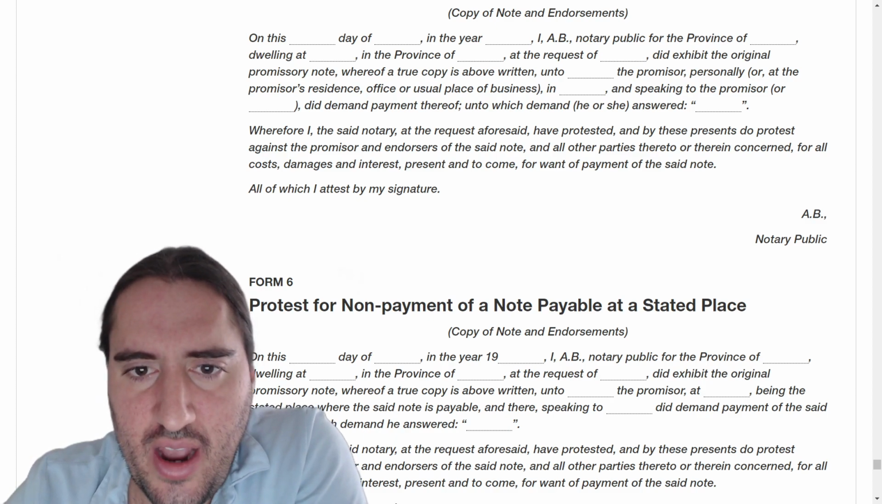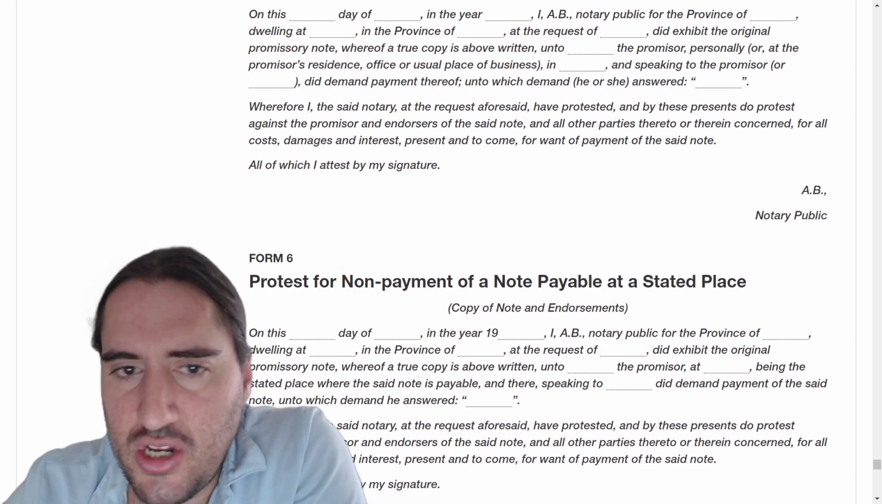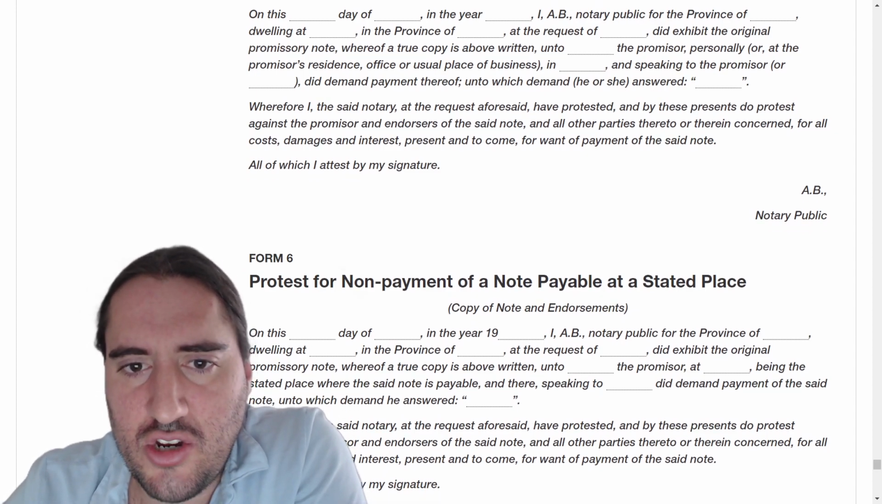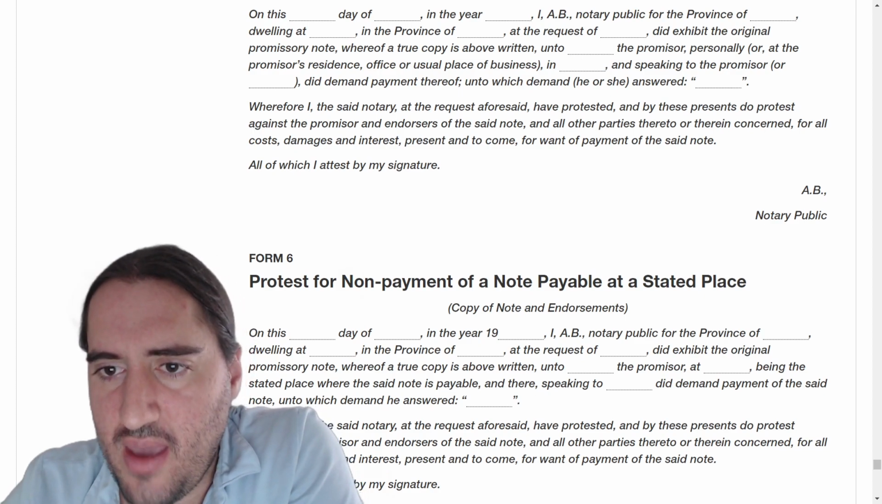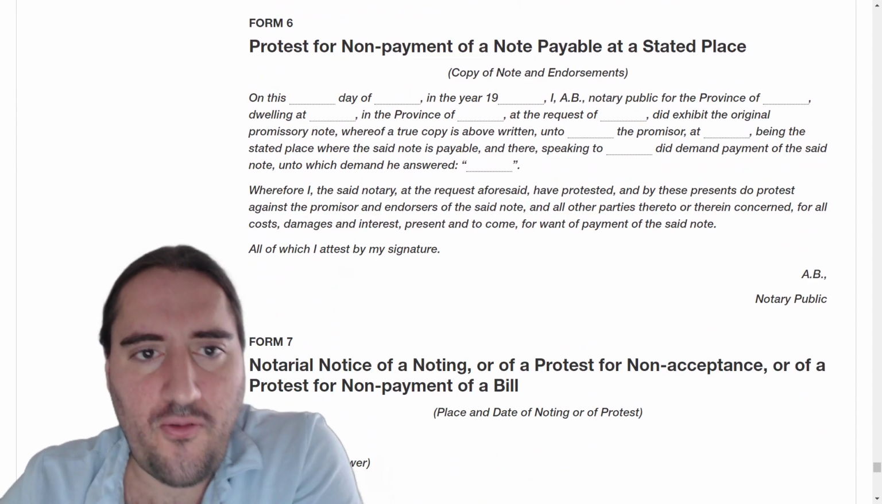Wherefore I, the said notary, at the request aforesaid, have protested, and by these presents do protest against the promisor and endorsers of the said note, and all other parties thereto or therein concerned, for all costs, damages, and interest present and to come for want of payment of the said note, all of which I attest by my signature.